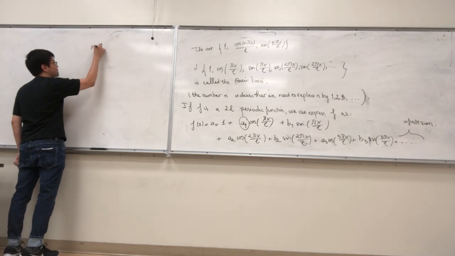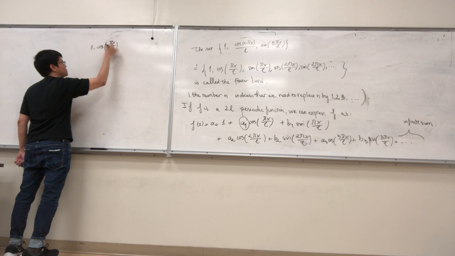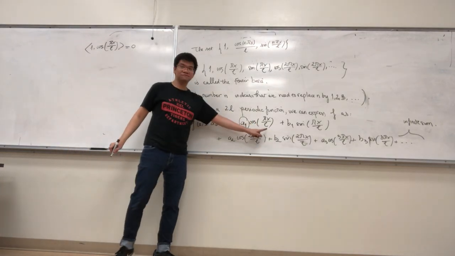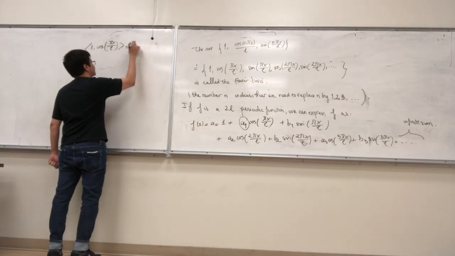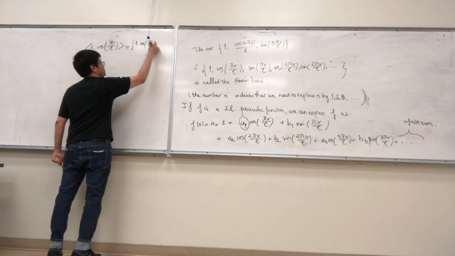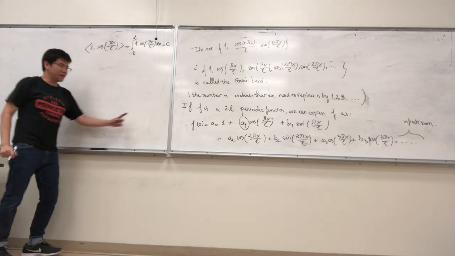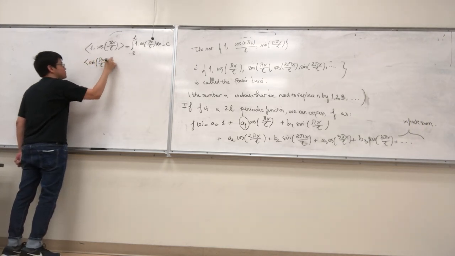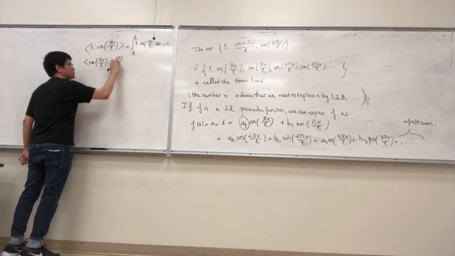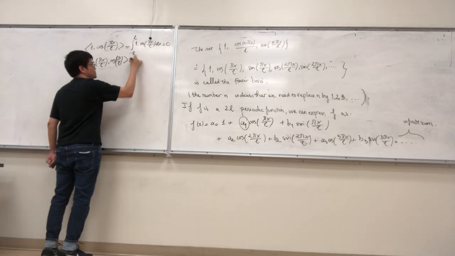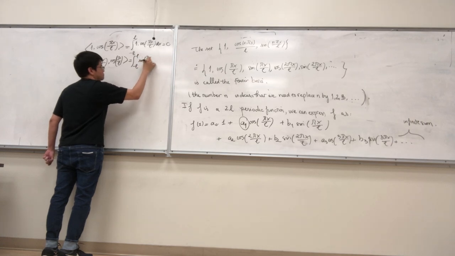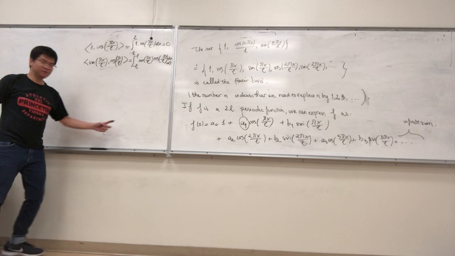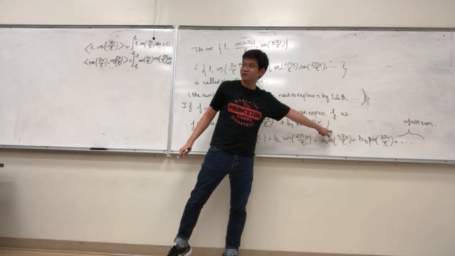We know that 1 and cosine of pi x over L is 0, because this one is orthogonal to this one, meaning that you take the product of them and integrate, and this is going to be 0. The integral is from minus L to L. And cosine is also orthogonal to the sine, so sine of pi x over L with cosine of pi x over L is also 0. So you multiply this cosine with anything else, you take the inner product, then it's going to be 0.